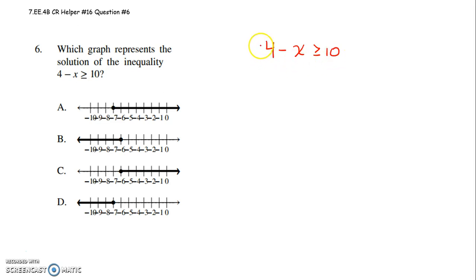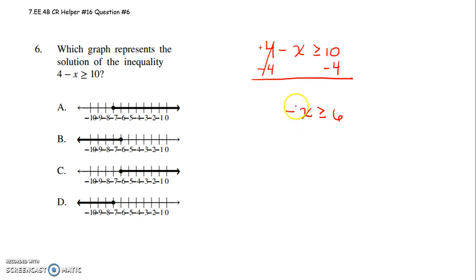If this is a positive 4, I'd have to subtract 4 from the left-hand side of this inequality for it to zero out. If I'm subtracting 4 on the left-hand side of the inequality, I must also subtract 4 on the right-hand side. This is just like solving a two-step equation. It's just now we have these inequality symbols. 4 minus 4 zeros out. So on the left side, what am I left with? I'm left with a negative x is greater than or equal to 10 minus 4 is 6.